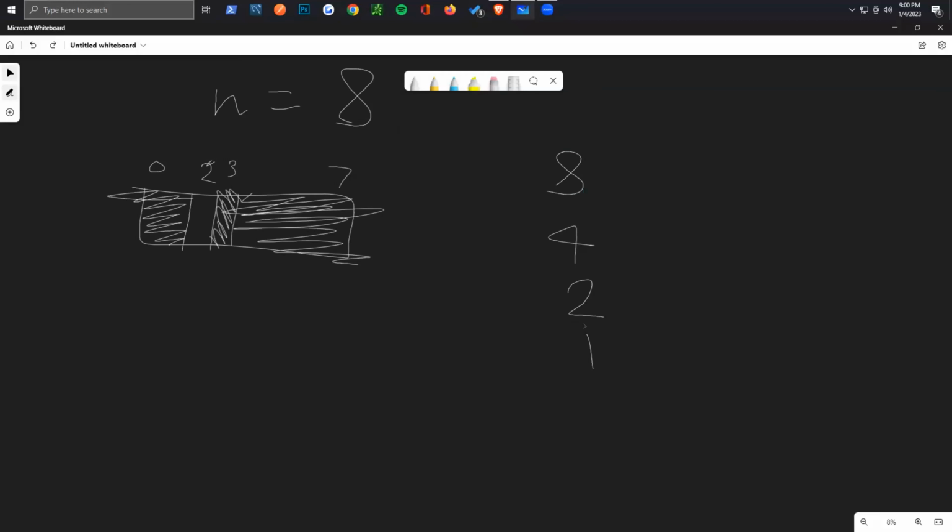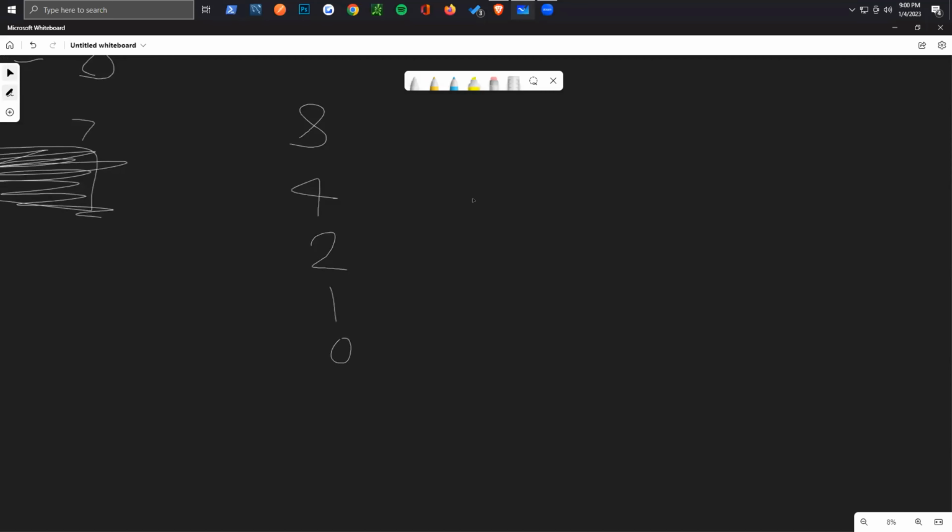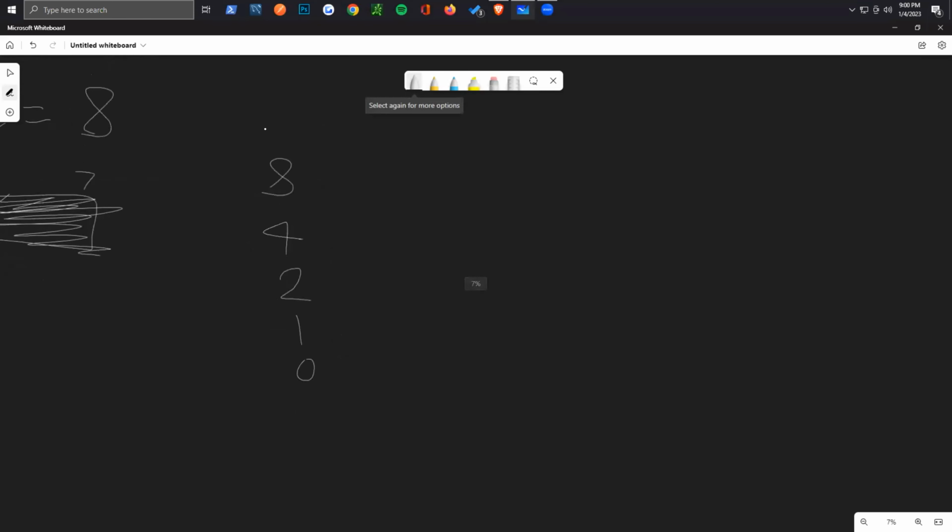So you're always going to come down until 1, or in the case that the element isn't in the array that you're searching, you're going to end up crossing over your low and your high and whatever. So we can just think of that as 0, right? So we can see what the trend is right here.